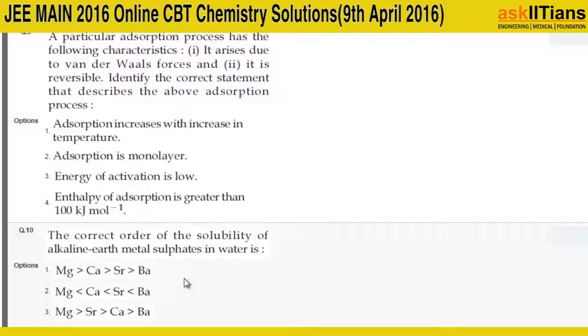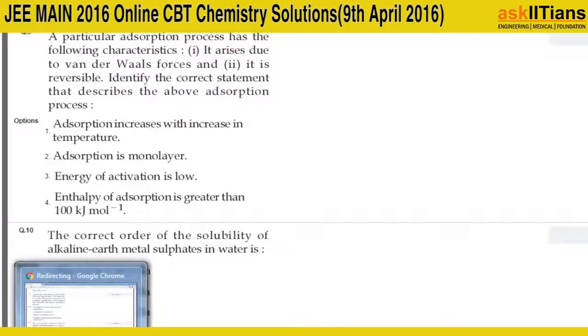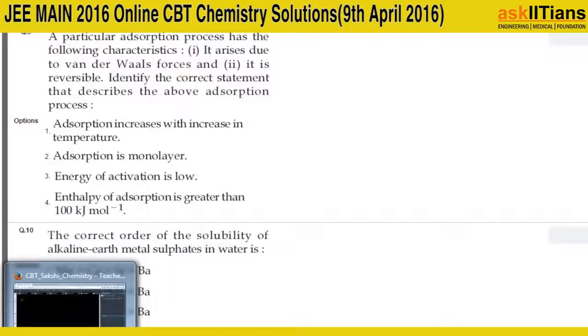It says that it arises due to van der Waals forces of attraction and it is also reversible. Now you have to identify the correct statement that describes the above adsorption process in the best possible manner. The options given to us are: adsorption increases with increase in temperature, adsorption is monolayer, energy of activation is low, and enthalpy of adsorption is greater than 100 kilojoules per mole.